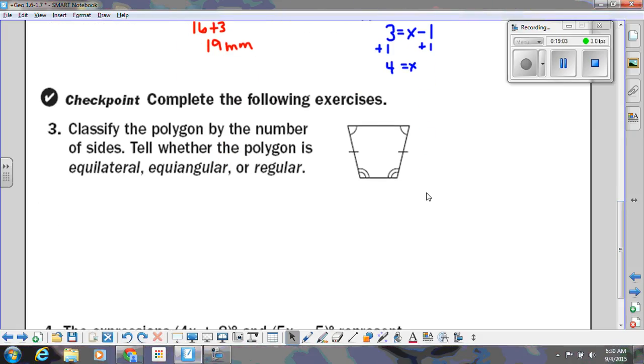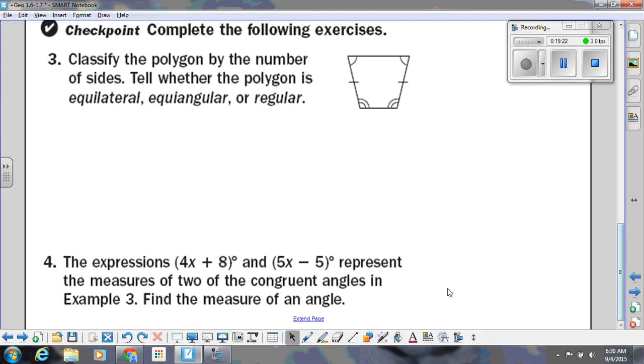So in this last one, we can see that it's equilateral because all sides are congruent, but it's not equiangular. Even though these two are congruent and these two are congruent, they are not all congruent to each other. So we can't call that equiangular or regular. Okay, we're going to skip that one.